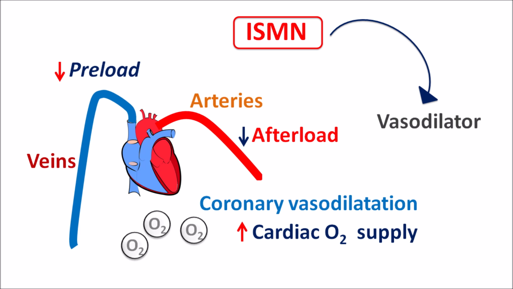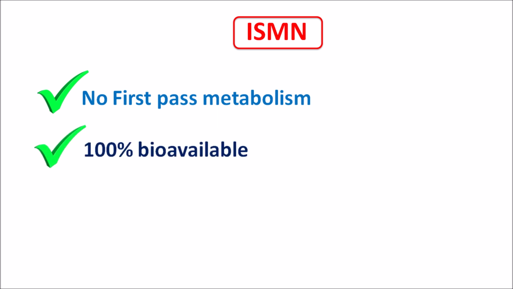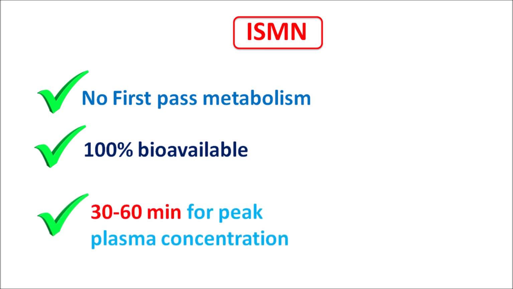And this drug has a few advantages. ISMN has no first pass metabolism. Nitroglycerin has high first pass metabolism. On the other hand, isosorbide mononitrate has no significant first pass metabolism. So this drug can be given as a tablet, and this drug shows 100% bioavailability, and even the peak plasma concentration can be achieved within 30 to 60 minutes.